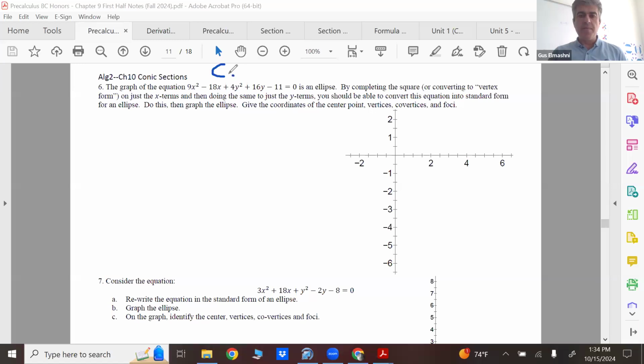So again, we have to complete the square.